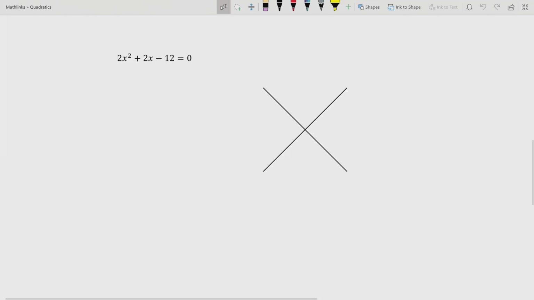All right, so here's the next one. So here we have 2x squared plus 2x minus 12. Now, we want to first make sure it's set equal to 0, which it is. And then we need to look for a greatest common factor. So we can pull out a common 2. So you want to divide everything by 2.